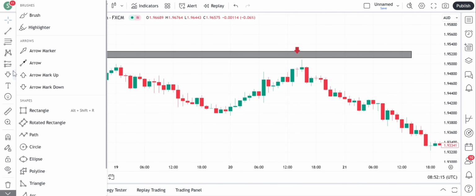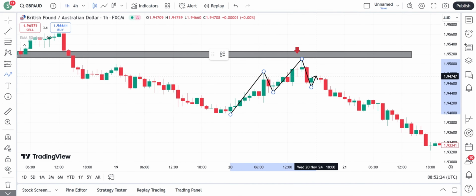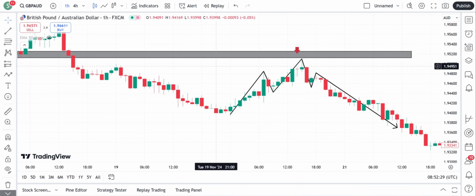We have a head and shoulder here. You can see this is the first shoulder. You can see this is the head and this is the second shoulder. When price breaks the neckline, we take a trade downward. So this point here, this is the neckline around here.